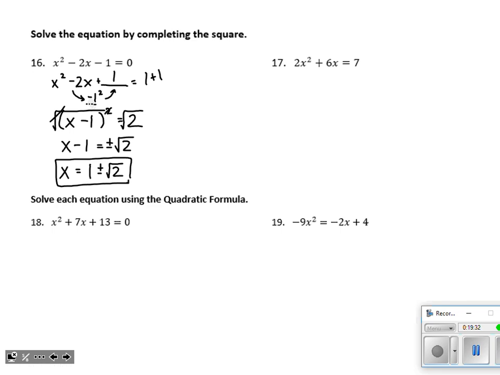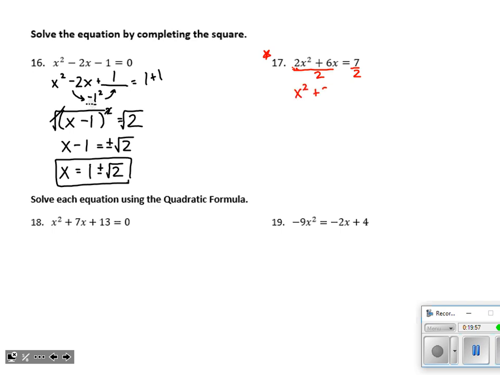For number 17, this one has quite a bit to it. It's a tougher completing the square problem primarily because of this 2 that's out front. We cannot make a nice perfect square trinomial easily with that 2 being out front, so we're going to have to deal with that. It's already got the constant moved over to the other side. I just need to divide everything by 2 on both sides to get rid of that leading coefficient of 2.